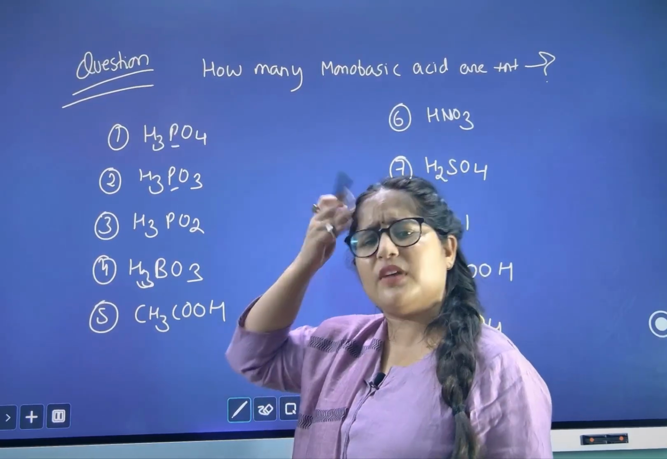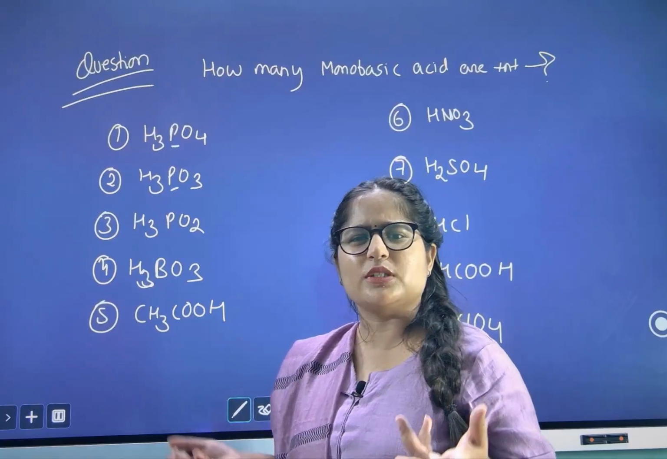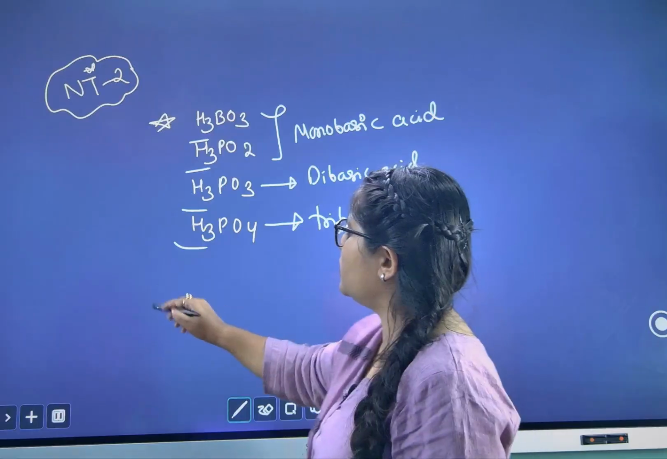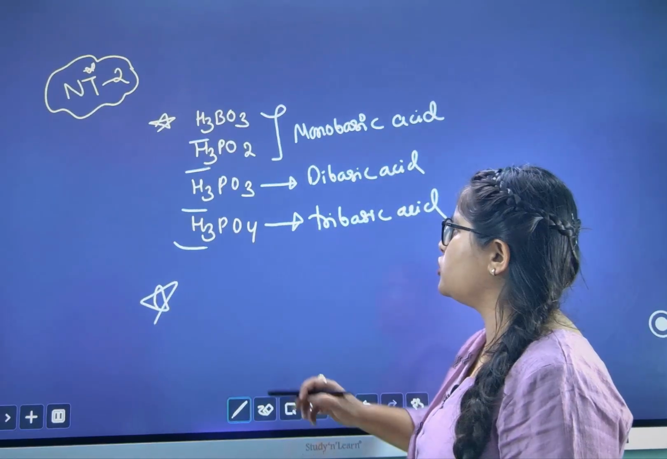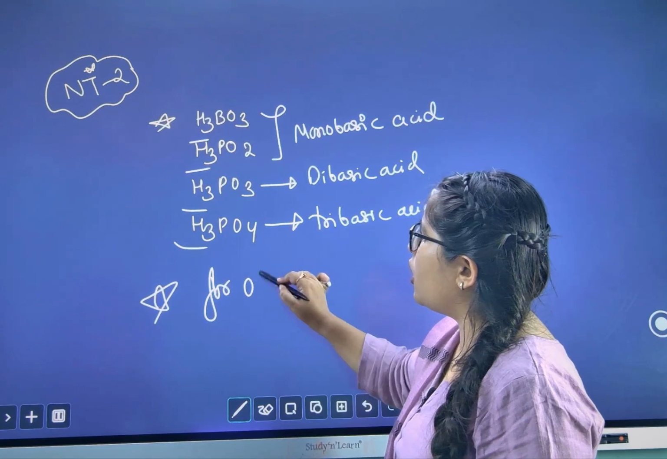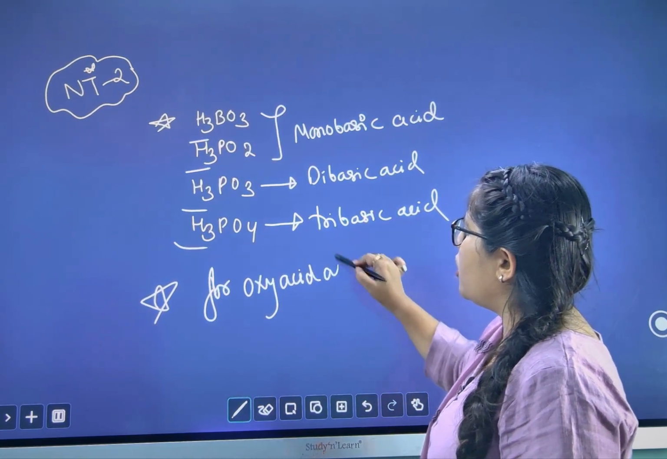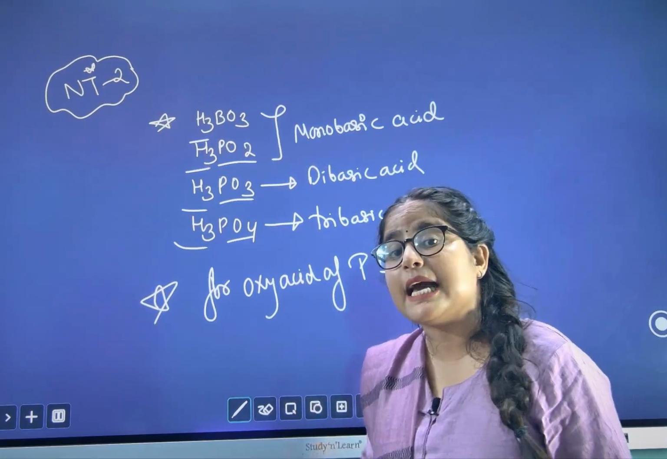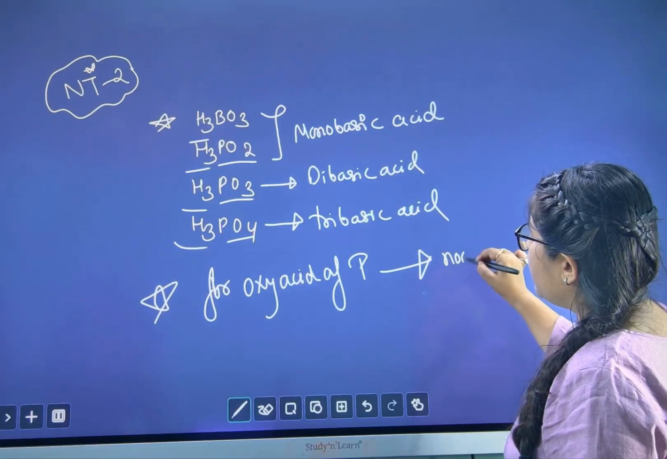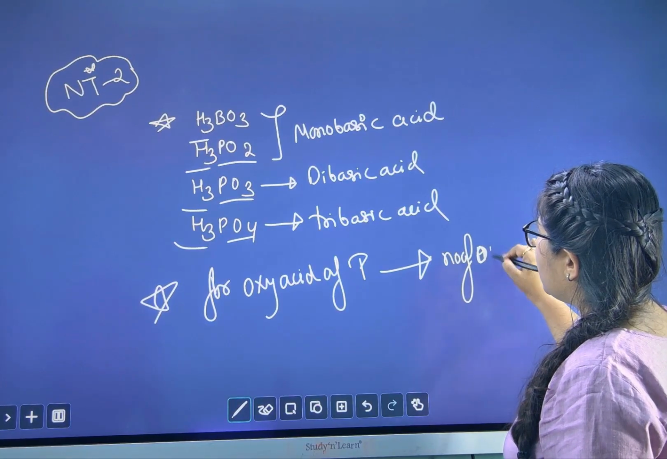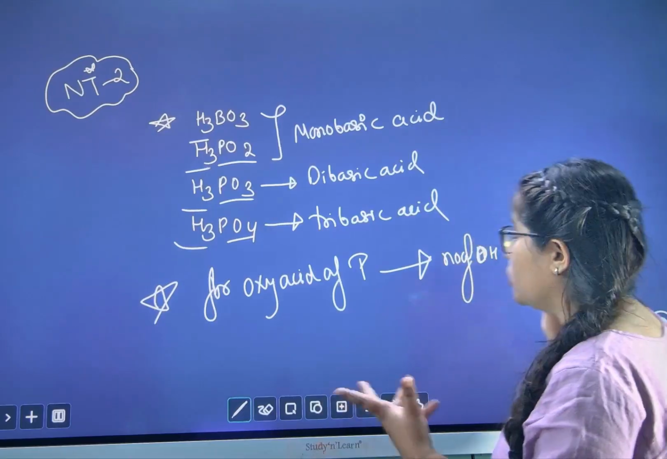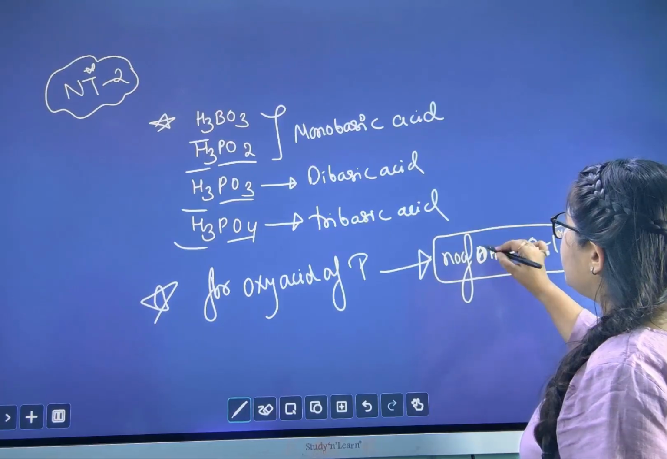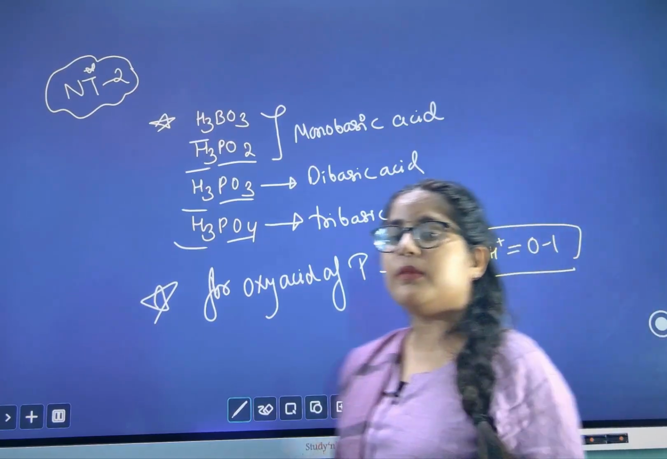Now one trick I am telling you. If in case you forget who was mono, who was di, who was tri, remember one trick here. Add this trick also in your short notes. For oxy acids of phosphorus, the number of H ion, or number of OH bonds, will be equal to oxygen number minus 1.